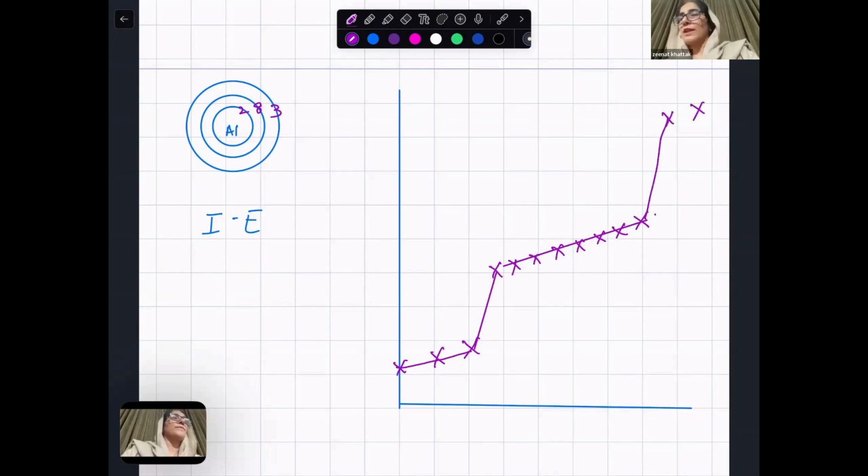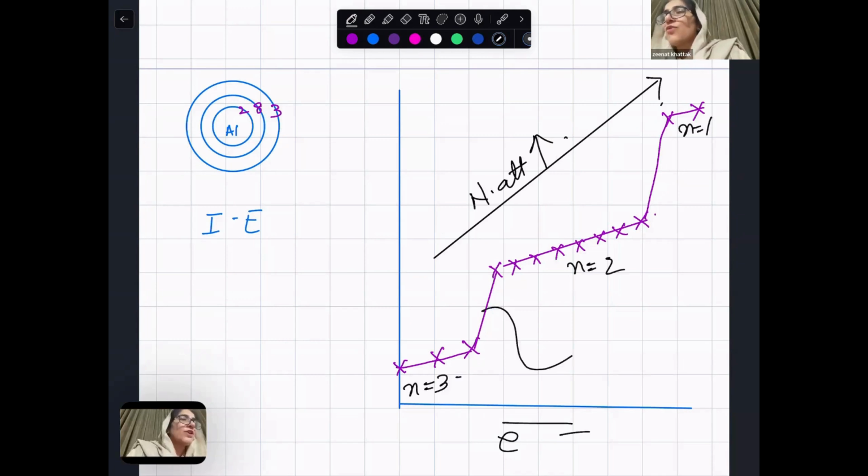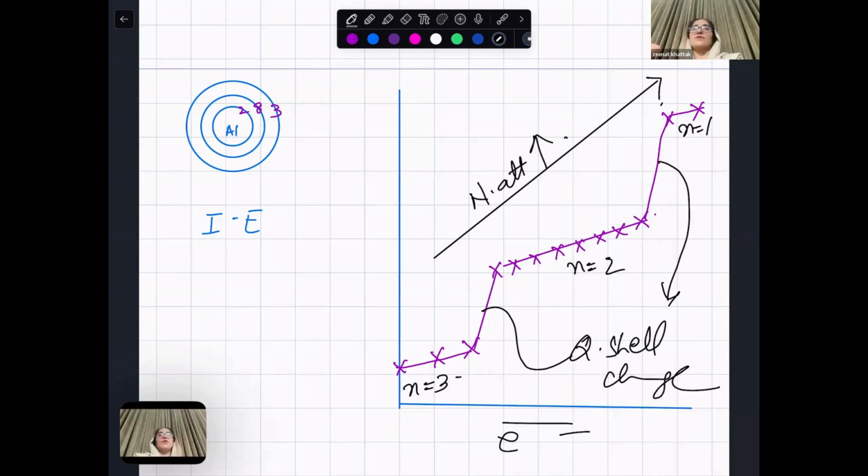Why? These are electrons removed. So are we getting closer to the nucleus? Yes. Nuclear attraction increases. This is the first shell, this is the second shell, this is the third quantum shell. The quantum shell changes. We are getting closer to the nucleus. If you look at this whole data, look.